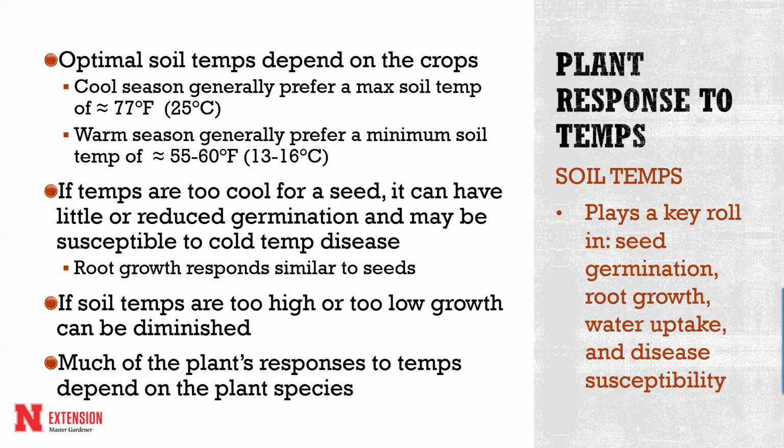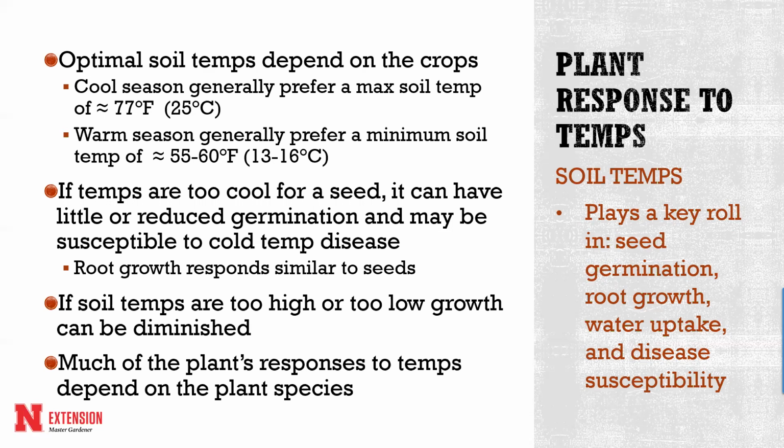You also have to remember that we're not only looking at air temperatures, we're also looking at soil temperatures. And soil temperatures play a very key role in seed germination, root growth, water uptake, and disease susceptibility when it comes to plants. So optimum soil temperature definitely depends on the crops. If you're looking at a cool season crop, they will take lower soil temps, but the max soil temp is usually about 77 degrees. So they really don't like soil temps much more than 77 degrees.